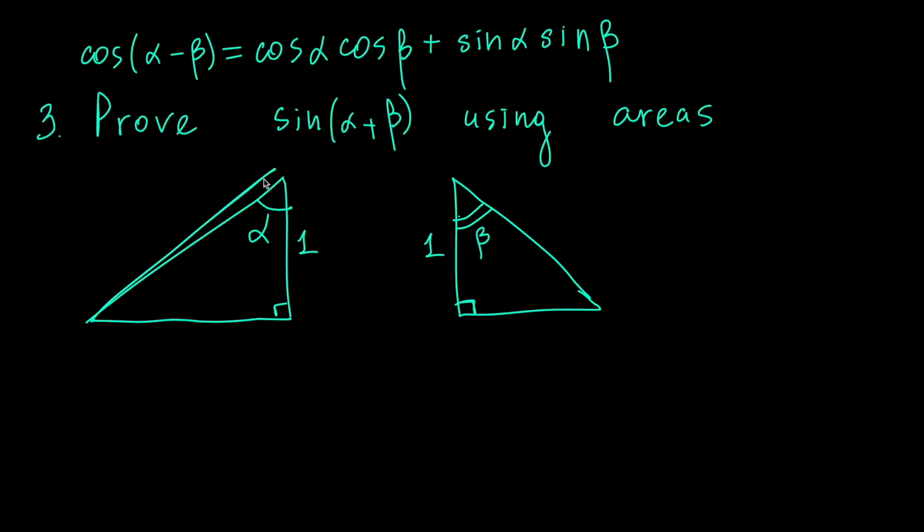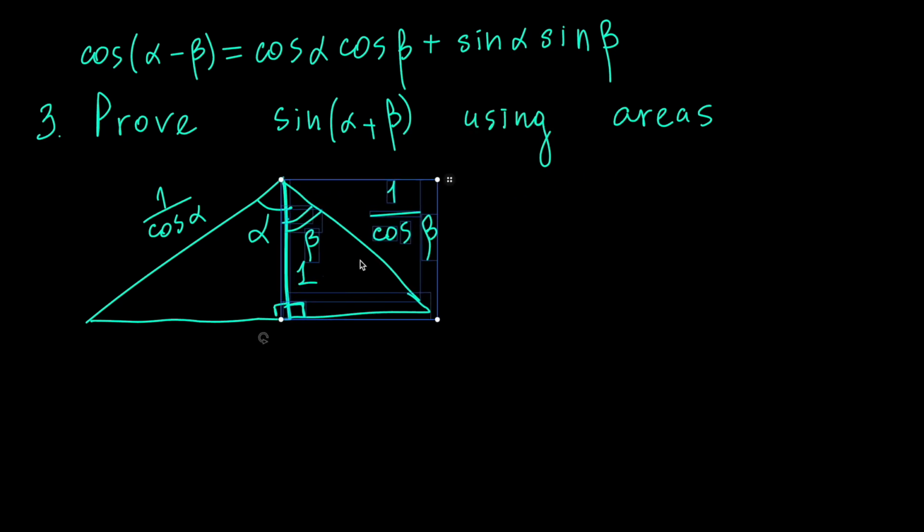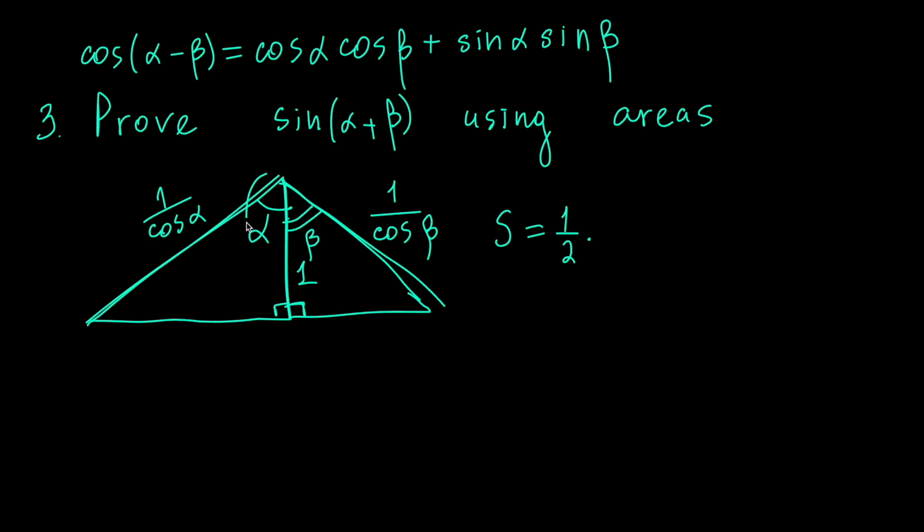We can say that this hypotenuse equals 1 divided by cosine alpha, and similarly this hypotenuse is 1 divided by cosine beta. Now if we join these triangles together to form a bigger triangle with an angle alpha plus beta, then the area of this triangle is 1/2 of the product of two sides multiplied by the sine of the angle between these sides. So it's 1/2 multiplied by 1 over cosine of alpha times 1 over cosine of beta times sine of alpha plus beta.